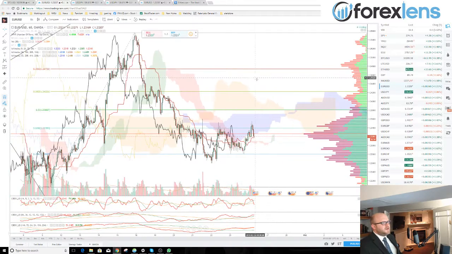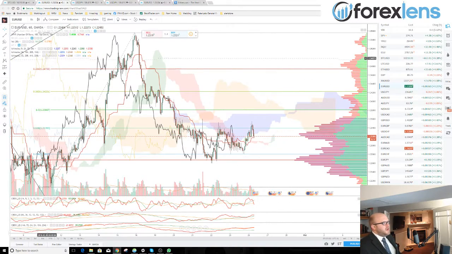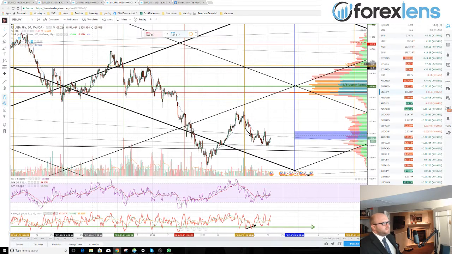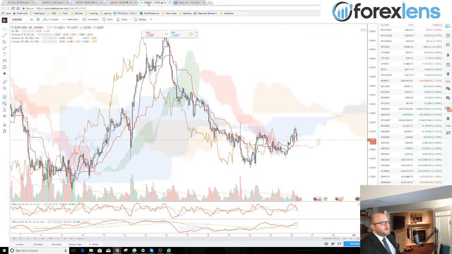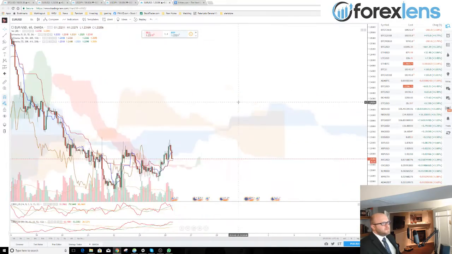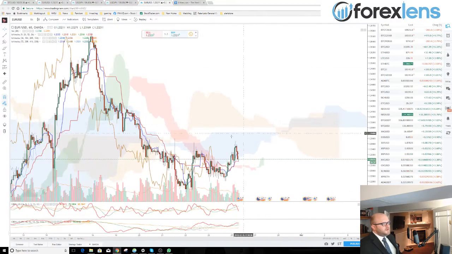Okay, let's start with the euro. And let's take a look again at our Ichimoku system. All right. Let's just take a peek here. We're looking at this on the hourly, okay?